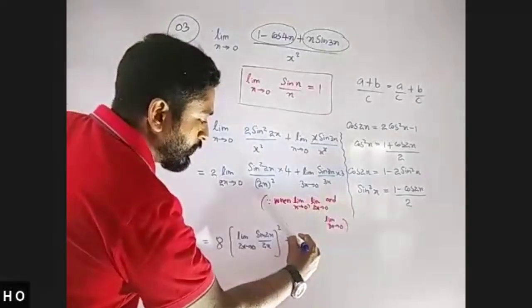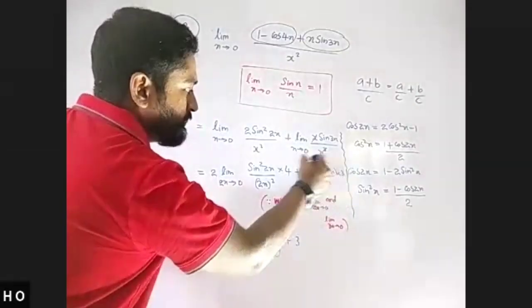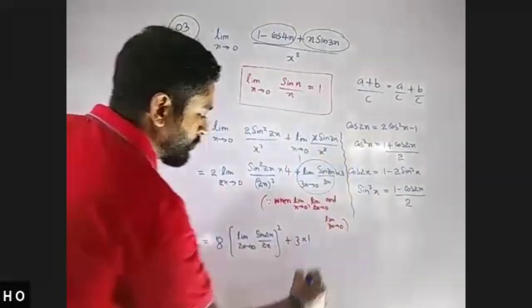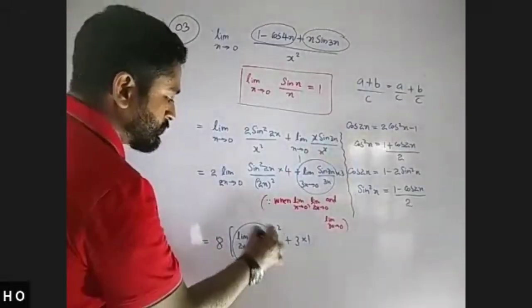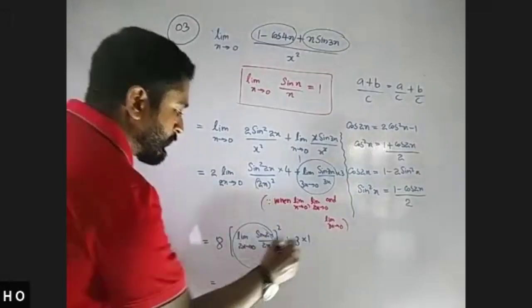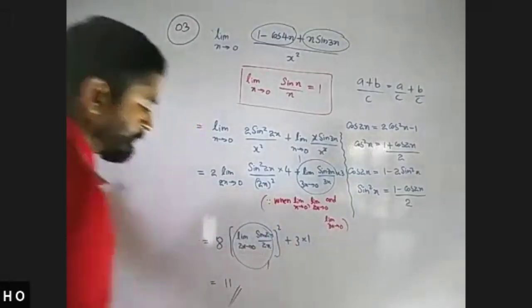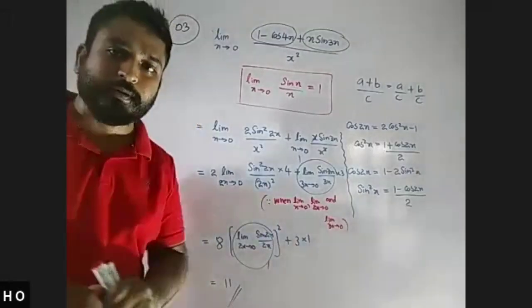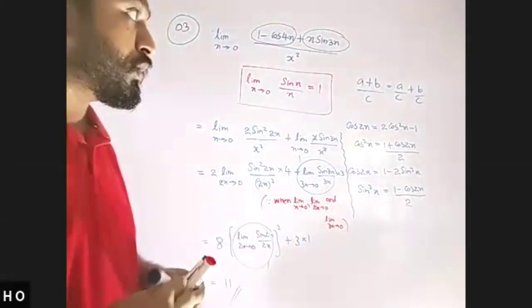Then take 3 out, and everything inside is just 1. So 3 into 1. After that, you can say this is also 1, justify everything. 8 into 1 square, 8 into 1 plus 3 is 11. This is how you have to get this answer by following all the required steps.